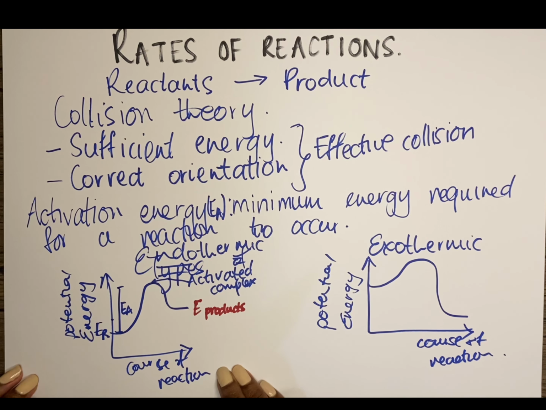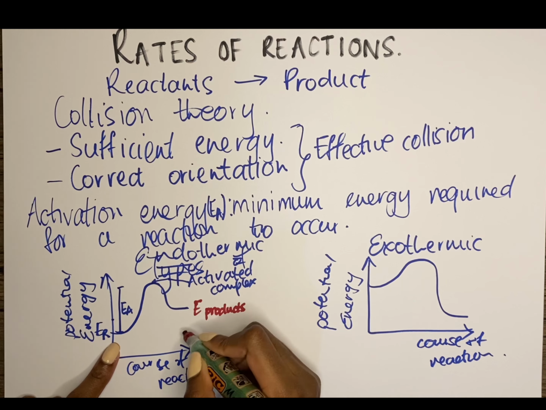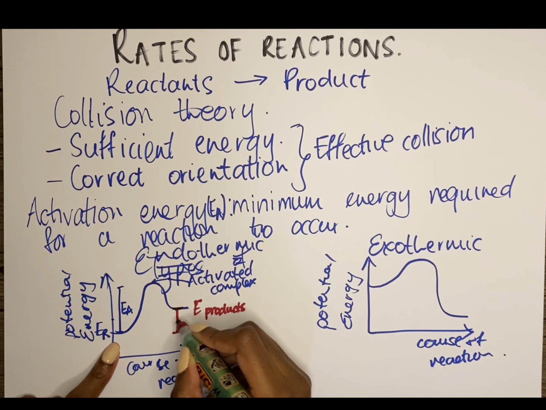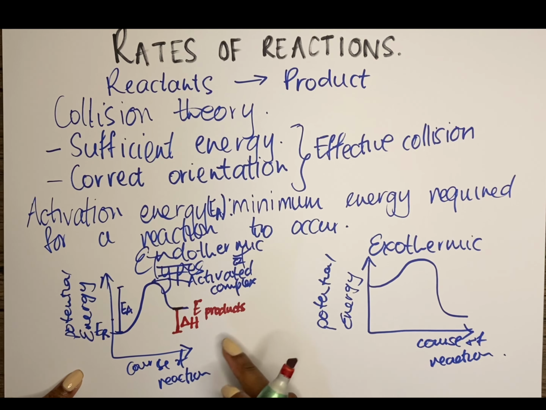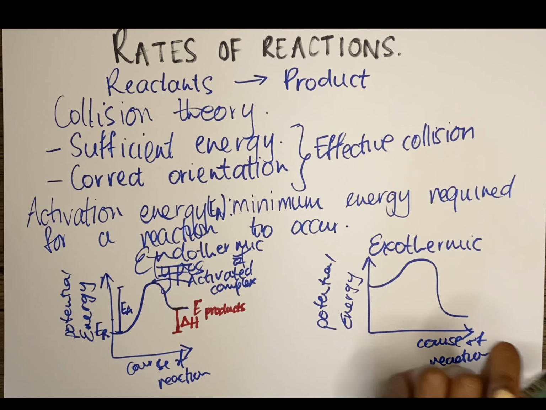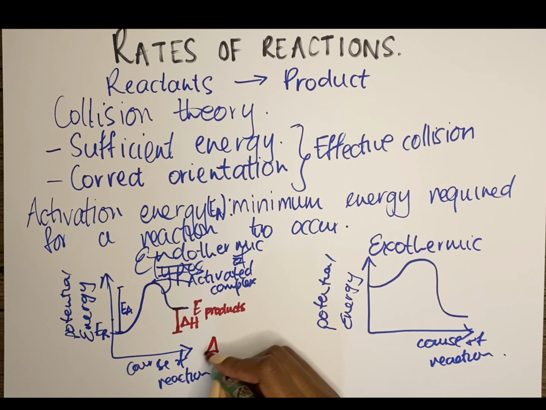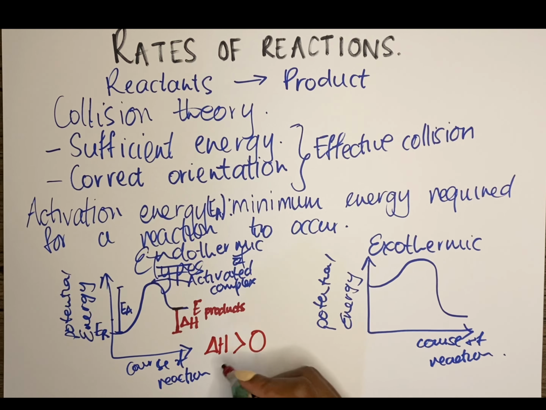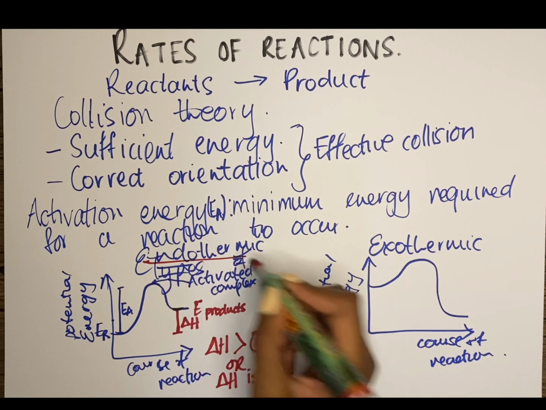For an endothermic reaction, the difference in energy between the products and reactants is called the heat of the reaction, right? The heat of the reaction is always energy of the products minus energy of the reactants, right? And since this one absorbs energy, the energy of the products is going to be higher than the energy of the reactants, then delta H is always greater than 0. Or you can say delta H is positive for an endothermic reaction, right?